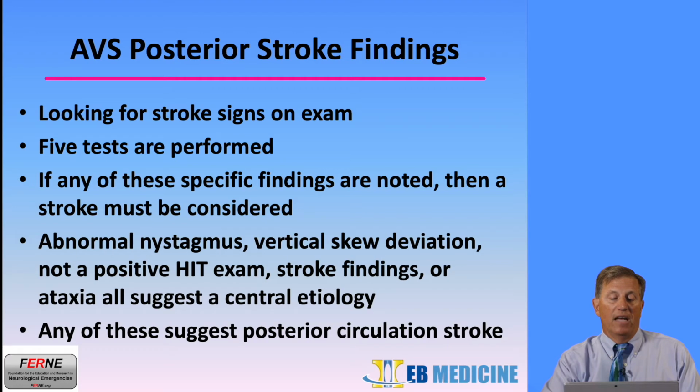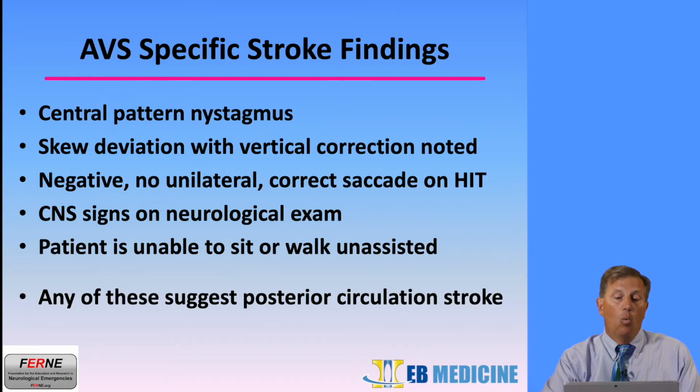So, what are these findings? Abnormal nystagmus, vertical skew deviation, a negative HIT test, neurological stroke findings specifically, or ataxia. All of these would suggest a central etiology and a possible posterior circulation stroke. What are the specific stroke findings that I just stated? I'll say them again because these 5 are listed in the monograph, but it is important to know these, and you can put this in the electronic medical record.